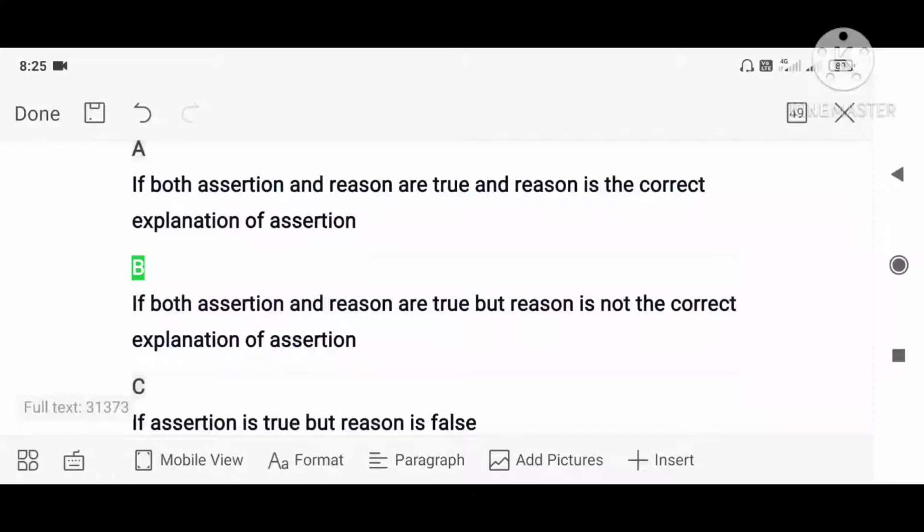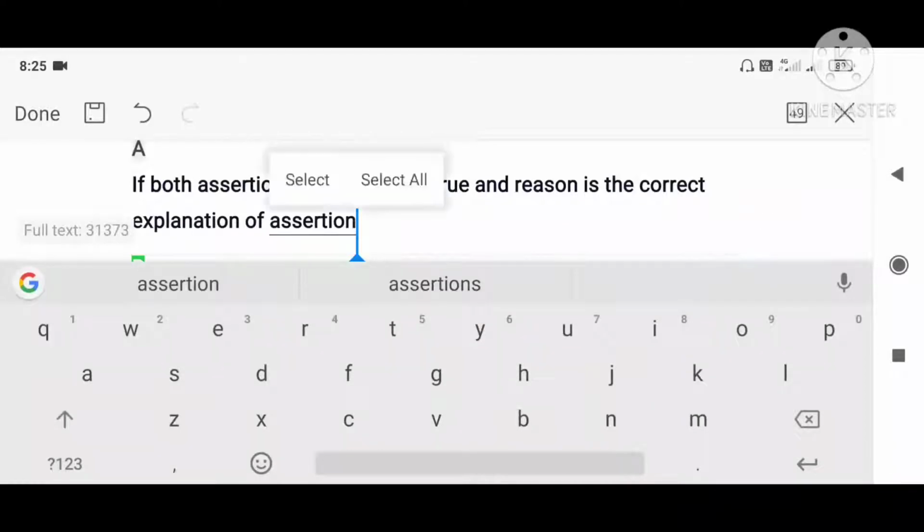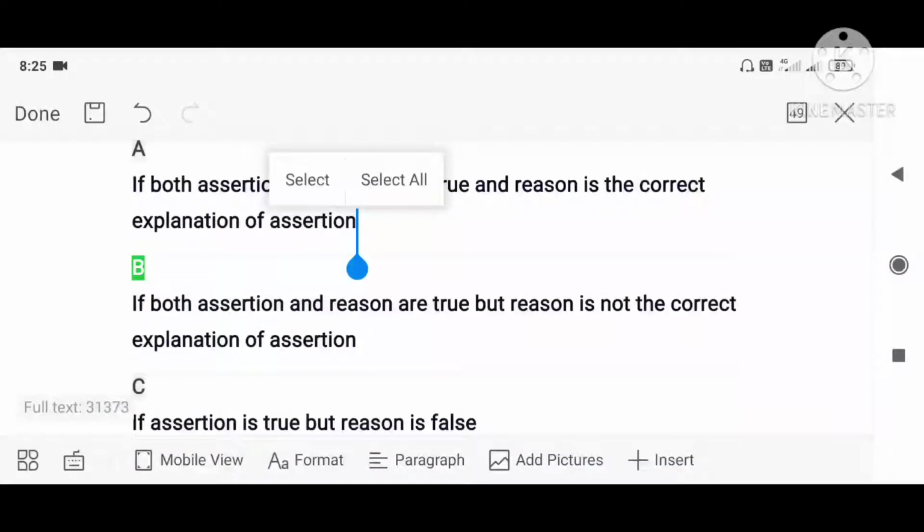So the reason is wrong, but both are correct. As such, when you are saying the assertion statement is also correct, GM is causing some allergic reaction, and the reason statement is also correct. What is the reason? The reason they have given in the statement is that they are affecting the honeybees. But is the reason the correct explanation of the assertion?